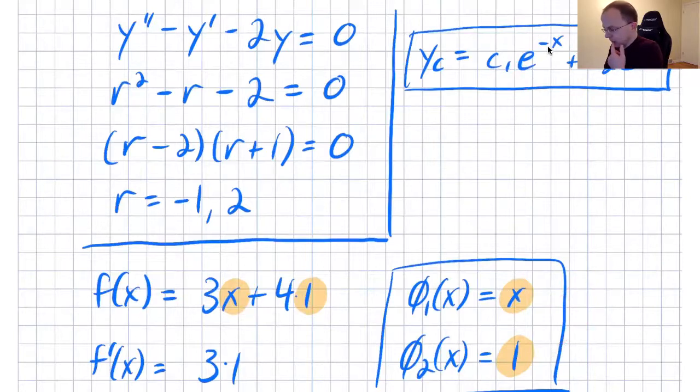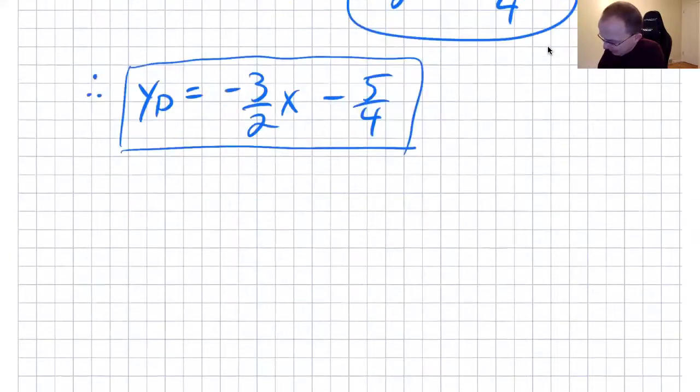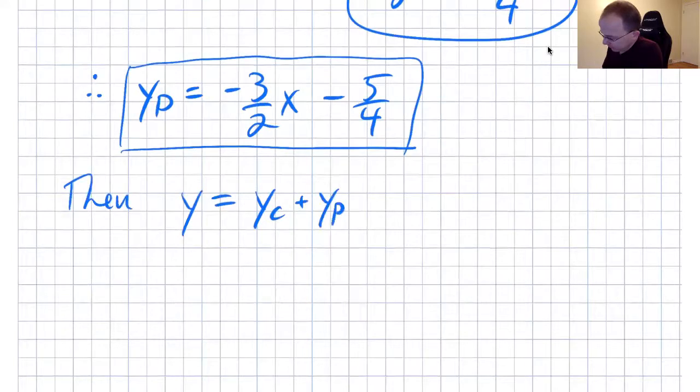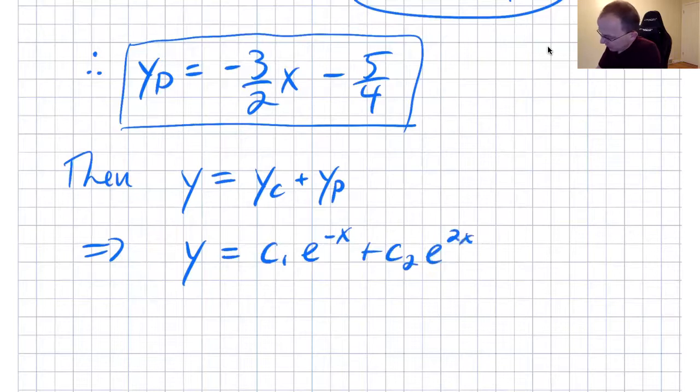But yeah, I just wanted to remember that. Now let's take this complementary solution and write the full solution here. So y is equal to yc plus yp. And so that implies that y is equal to c1 e to the negative x plus c2 e to the 2x minus 3 over 2 x minus 5 over 4. And that's it.